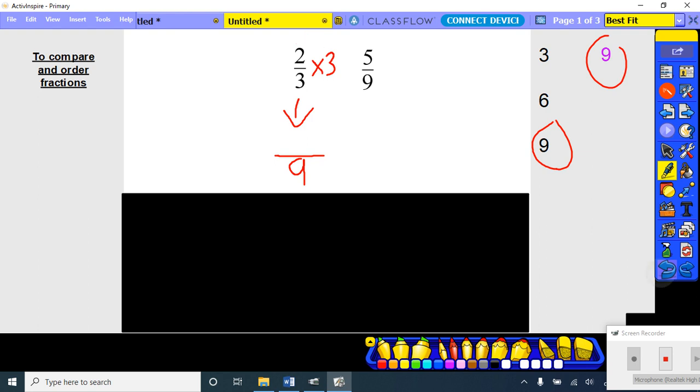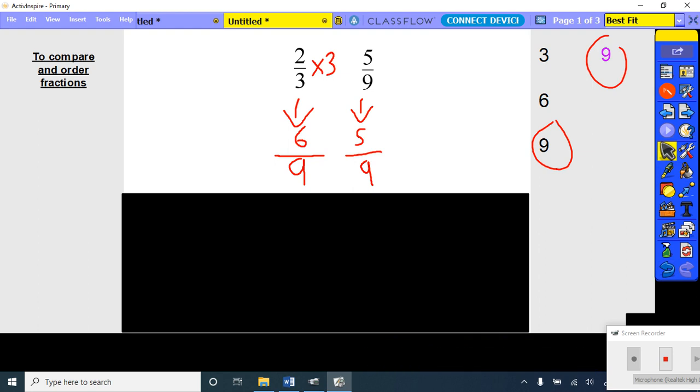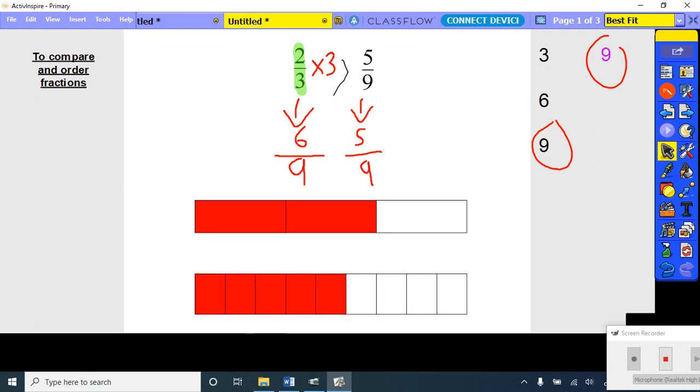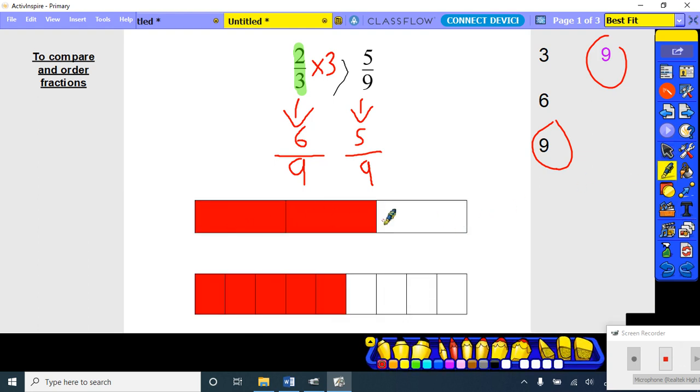So 2 times 3 equals 6. We now have 6/9, which we can compare with 5/9. And we clearly can see that 6/9 is greater than 5/9, so therefore 2/3 was greater than 5/9. In this picture down here, we can see proof of that. Here we have our 2/3, which is a greater amount than 5/9. Let's look at another one together.